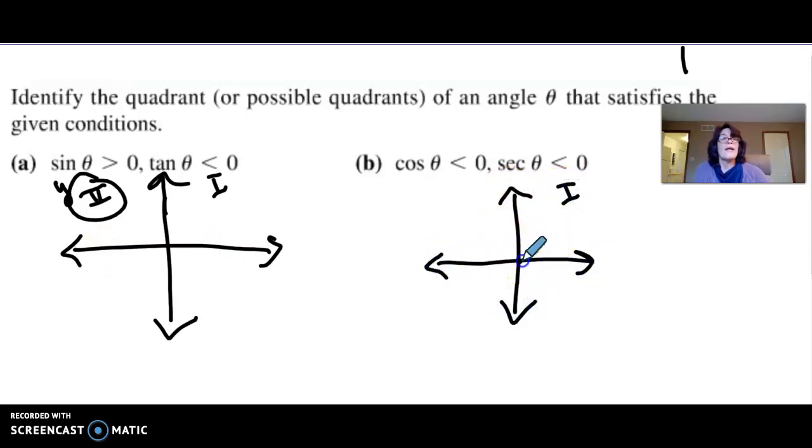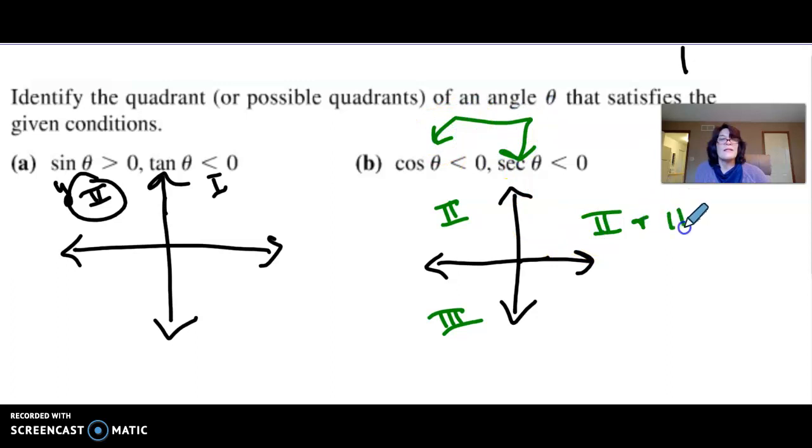Where is cosine positive? Cosine's positive where x is positive, so that's 1 and 4. And secant negative? Where is cosine... Oh, that's not saying positive. Oh my goodness, I was like, that can't be. Where is cosine negative? I read that wrong. That's over here in 2 and 3, where x is negative. That's where cosine's negative. And secant negative? Well, they're the same always. Cosine and secant are always the same. So 2 and 3.